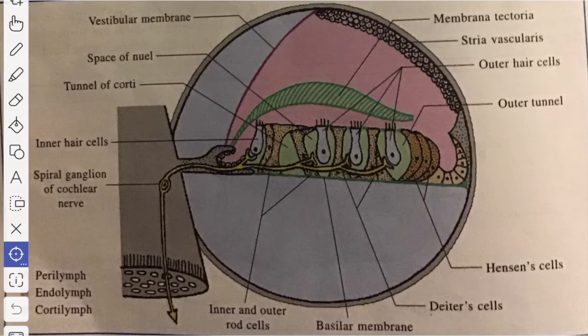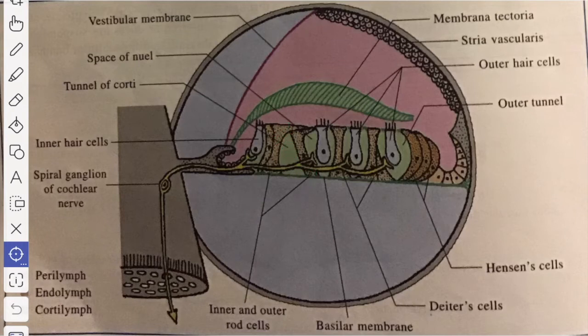The inner and the outer rod cells are each arranged in a single row attached to the basilar membrane by their expanded bases. Their upper ends incline and meet each other, separated by a triangular interval that is known as the tunnel of Corti. The inner rods are about 6,000 in number and make an angle of about 60 degrees with the basilar membrane. The outer rods are about 4,000 in number and make an angle of about 40 degrees with the basilar membrane.